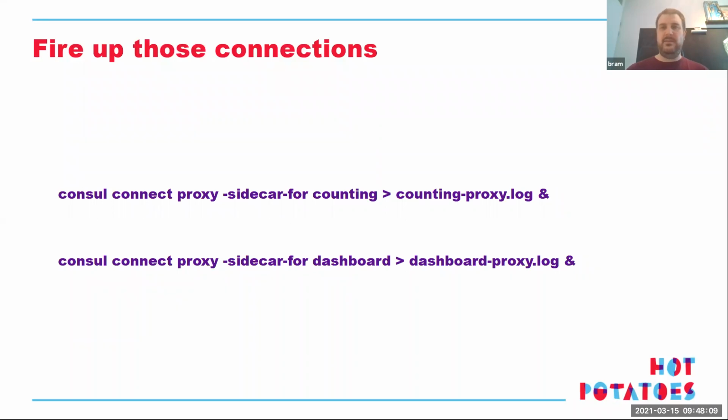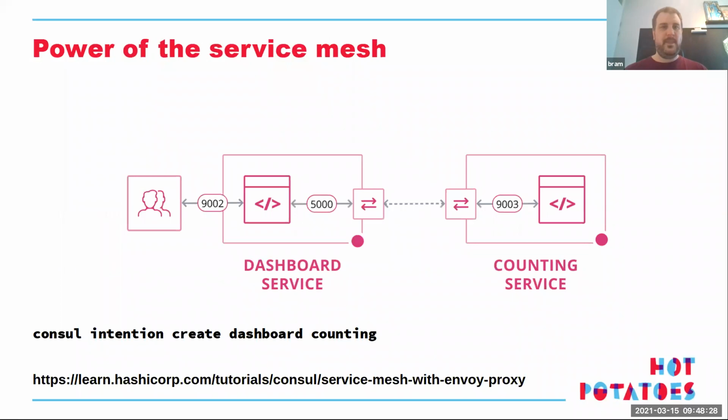Then we need to fire up the connections. Defining it doesn't actually start it yet. So we need two commands on the command line, basically Consul connect proxy for a sidecar called counting, and pipe all my logs into a log file, which we will be picking up later on.